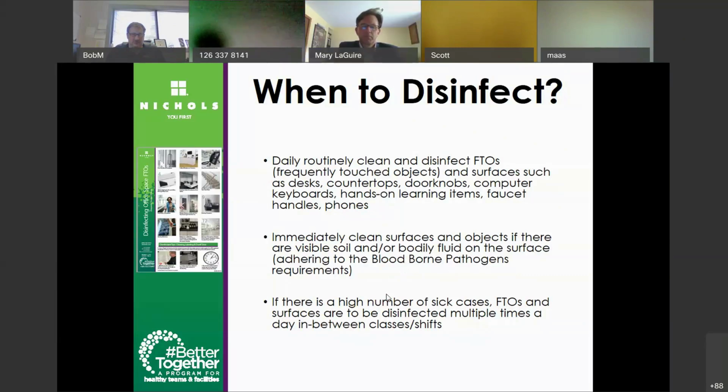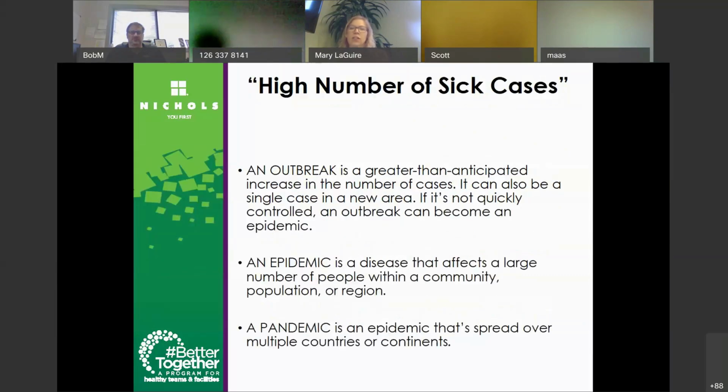And then if there's a higher number of sick cases, like we're dealing with right now, if you have a COVID outbreak, FTOs are to be disinfected multiple times a day in between classes and shifts. So what does a higher number of sick cases or an outbreak mean? Well, an outbreak could be anything, right? It could be the flu at your facility. It could be the common cold. There's lots of different outbreaks that could happen. So that's when you want to increase that cleaning of those frequently touched objects.